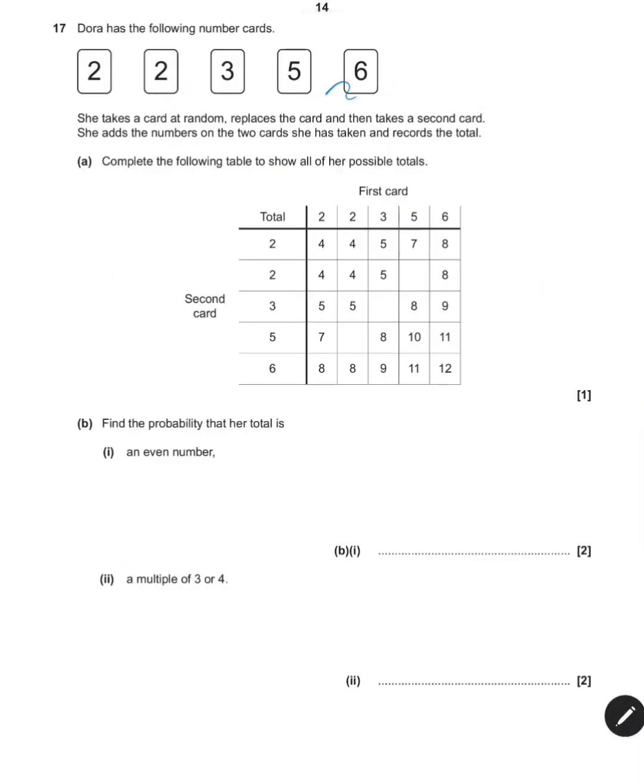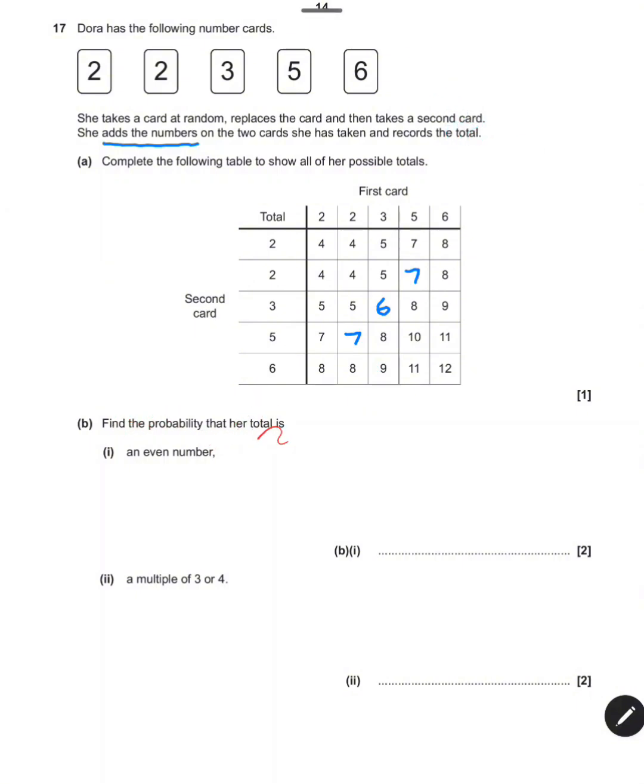Question 17, we've got some cards with numbers on them. Someone's taking a card, replacing it, taking a second card, and adding the numbers, and then keeping a record. And this is the table that she can create to show the results. And we can see that 2 add 2 is 4, 3 add 2 is 5. We just need to complete this table. So I'm going to do 5 added to 2, which is 7. 3 added to 3 is 6. And 2 added to 5, that is also 7.